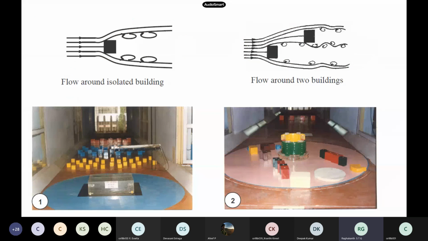I think we have already done this. Generally in wind engineering, we go for wind tunnel tests. I think you followed it already.